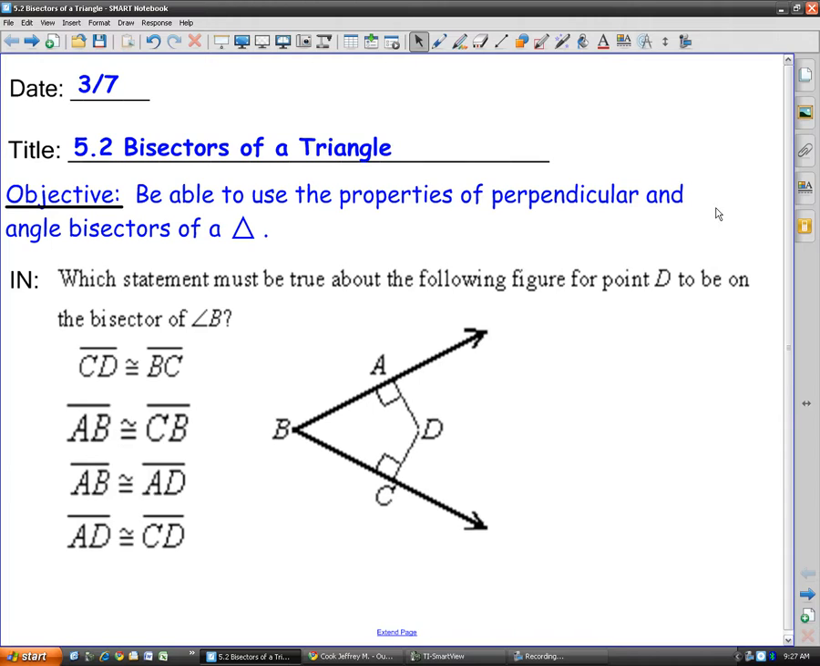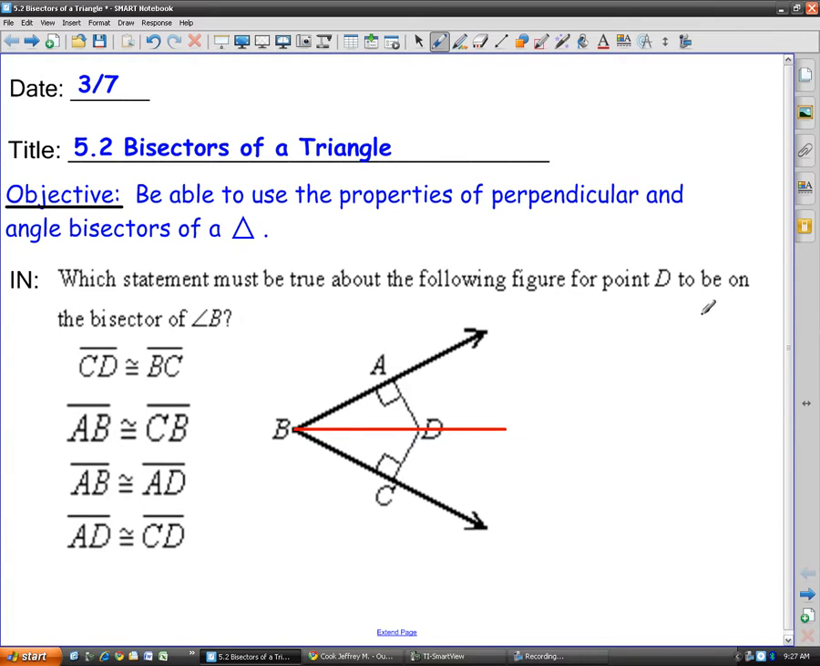Which statement must be true about the following figure for point D to be on the bisector of angle B? So we're basically looking for what statement makes it true that this point D ends up bisecting the angle out there. So that's what we're trying to find. And what statement over here makes it true? We just need to look through and remember our properties.